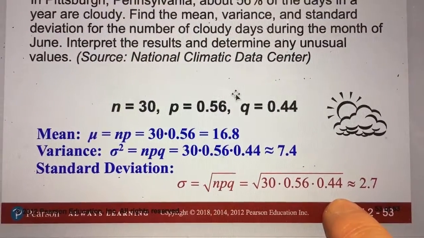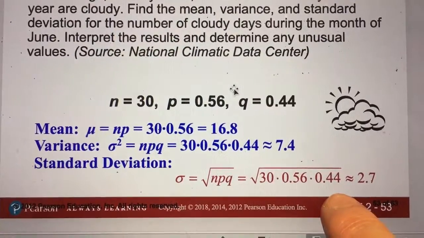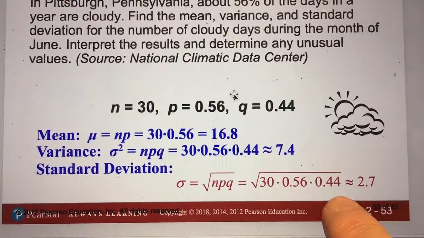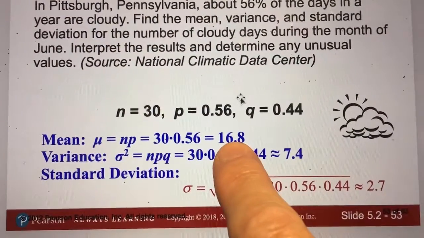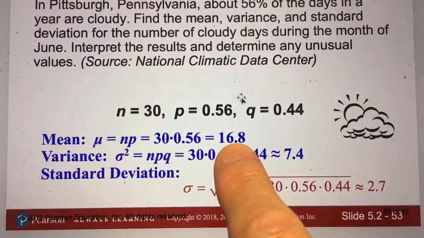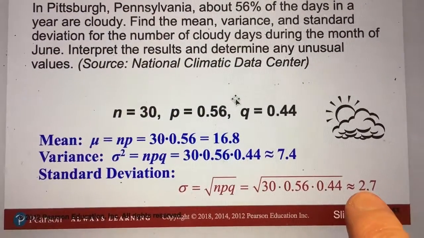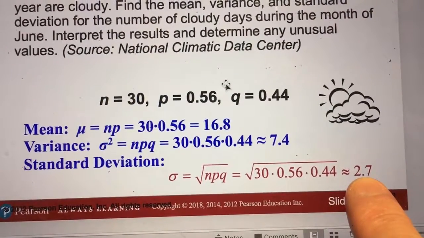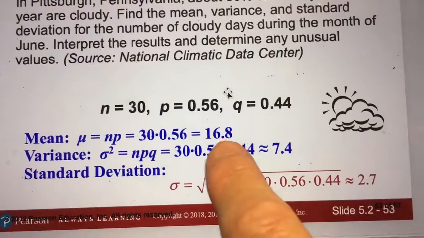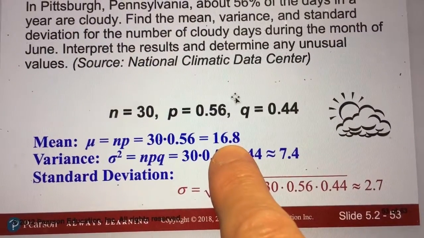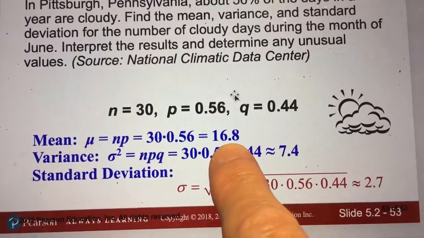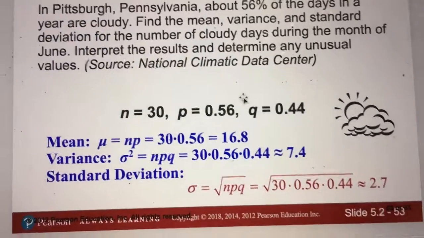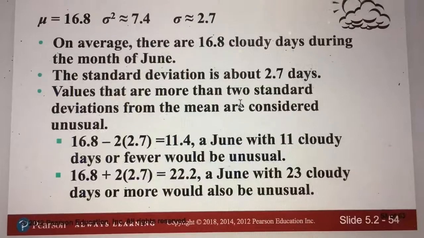So I could say, would it be unusual for me to have 24 cloudy days? Okay, so what would I do? I would take my mean, and my mean is 16.8. I would take my standard deviation and multiply it by 2, and I'd get 5.4. I'd add 5.4 to 16.8, and I would not get up to 24. So yes, 24 days would be unusual because of our significant rule there.